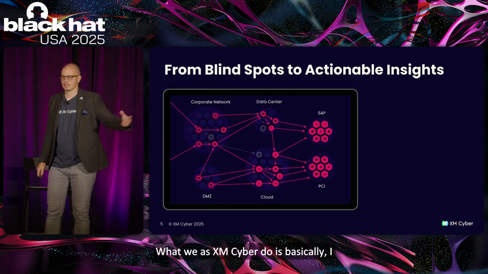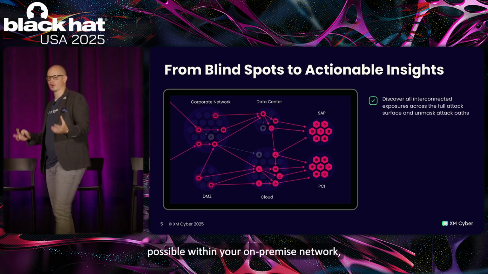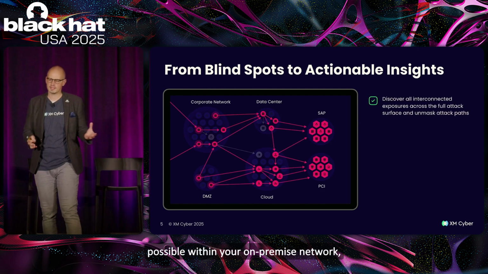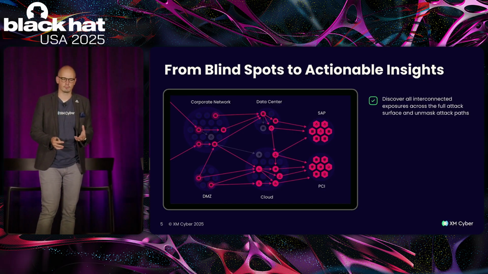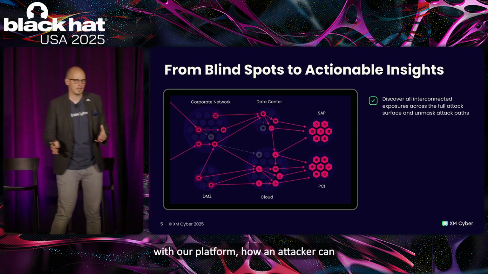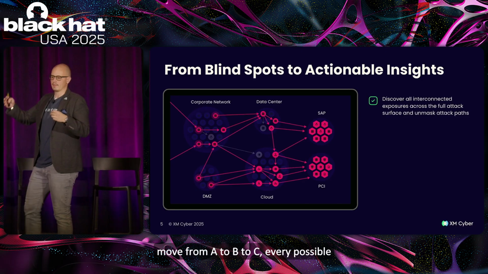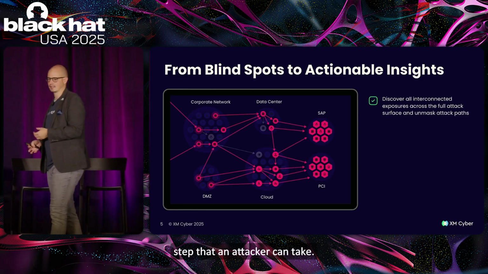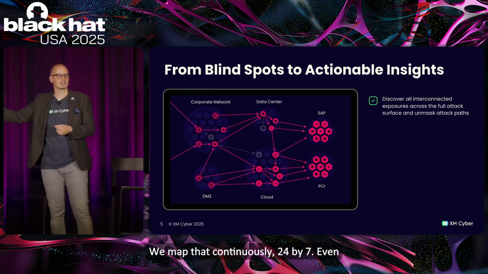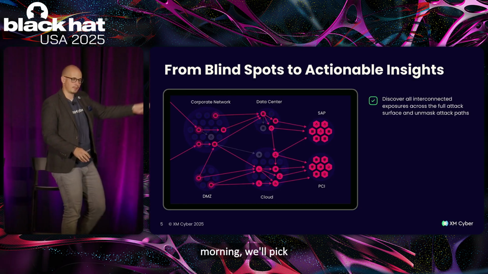What we as XM Cyber do is basically, I like to call it, create the map of possible within your on-premise network, but also cloud network. We basically understand with our tool, with our platform, how an attacker can move from A to B to C. Every possible step that an attacker can take, we map that continuously, 24/7. Even if you change a configuration tomorrow morning, we'll pick that up, we'll show that.